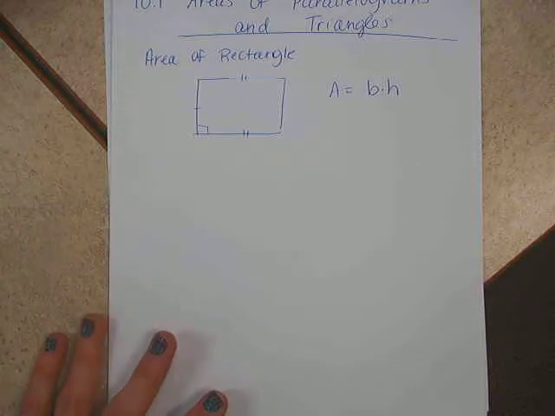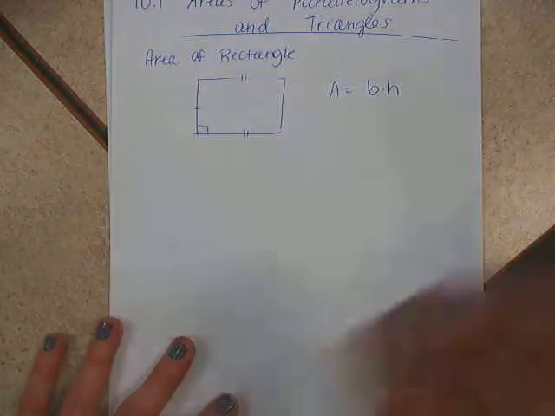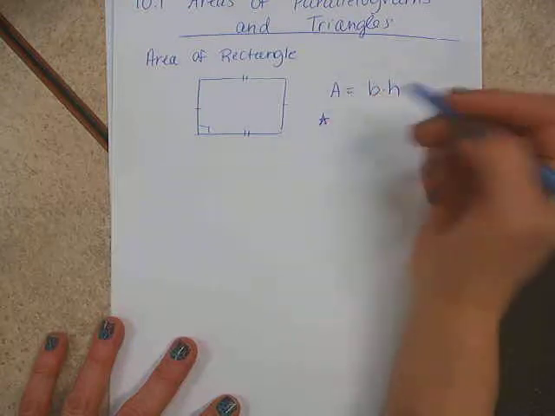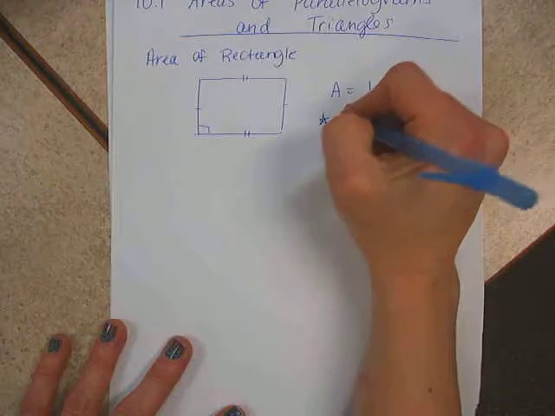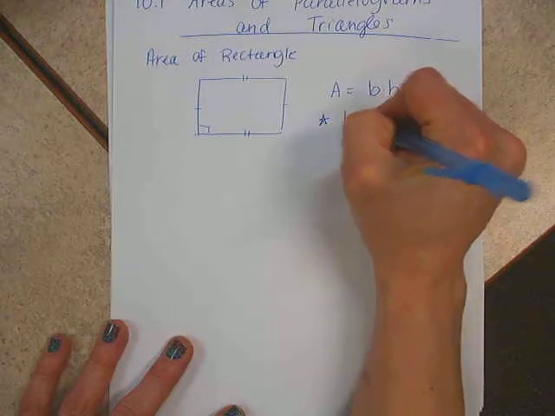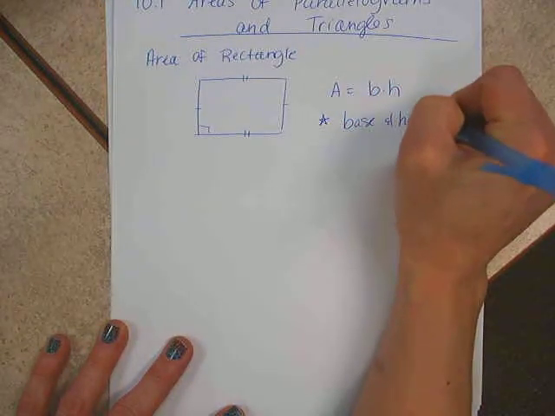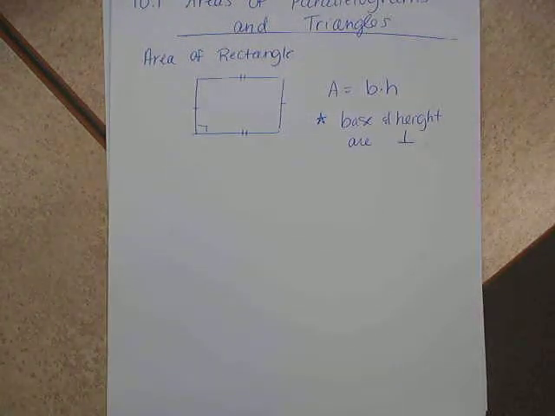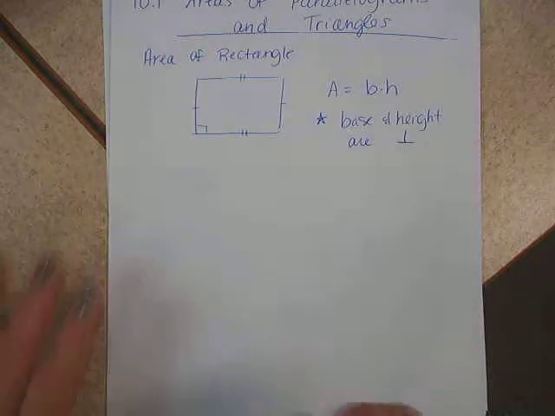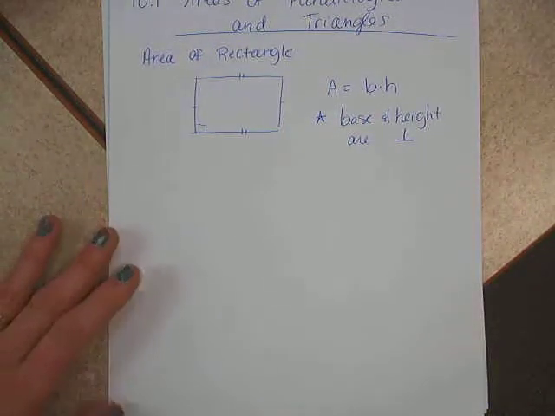Okay, so your base and your height are your two dimensions of the rectangle. And just a little note here, and this goes through most of the formulas, or all the formulas that you're going to use. Base and height should be perpendicular. Okay, if you're taking two dimensions that are not perpendicular, they're not your base and your height. One of them might be your base, but the other would not be the height. Okay, so you want to be careful with that.